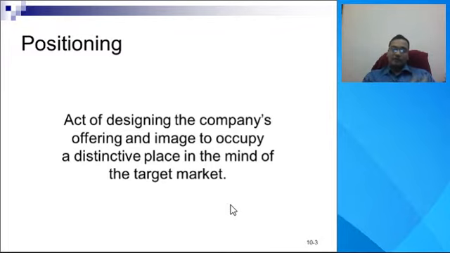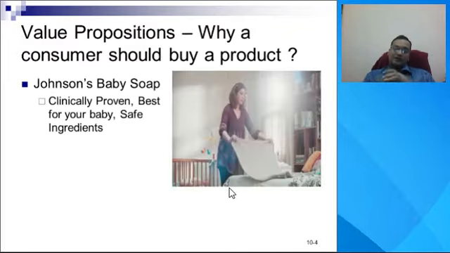So here, when we talk about the offering, one of the critical aspects of the offering is the value proposition. Value proposition is actually the answer to the question why a consumer should buy a product. So when you are talking about positioning, the firm or the brand owner should first decide on what is my value proposition that I am offering to the consumer.